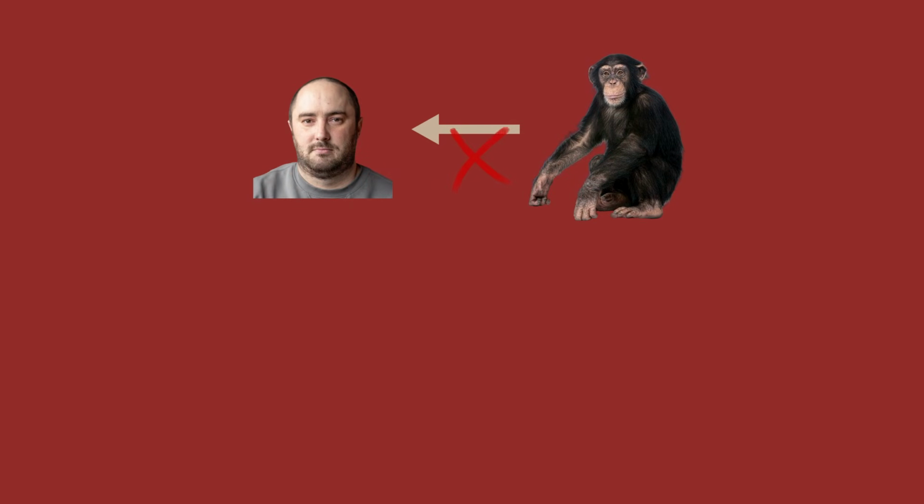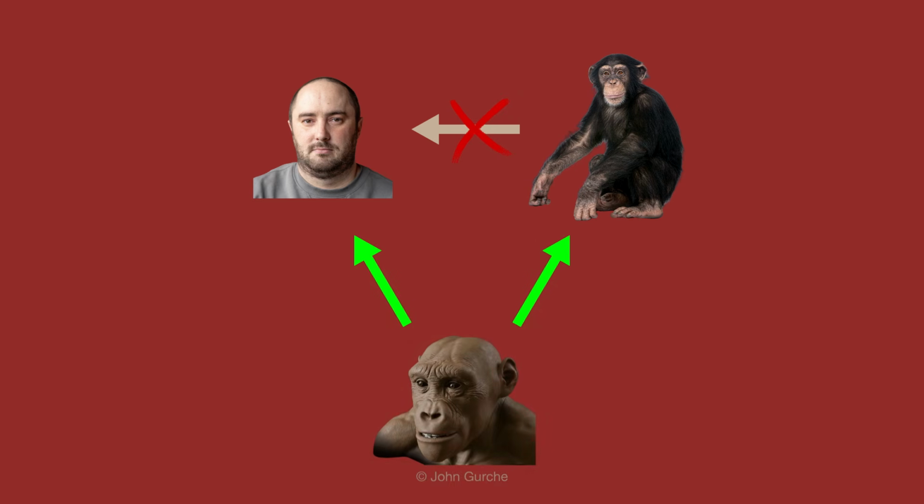Now, before I move on, let me clear up a common misconception that people have about evolution. Most people seem to think that evolution says that humans evolved from chimpanzees, but it doesn't. What evolution says is that both humans and chimps evolved from a common ancestor, one that was neither a human nor a chimp. Although I'll admit to the human eye that common ancestor looks more like a chimp than it does a human.